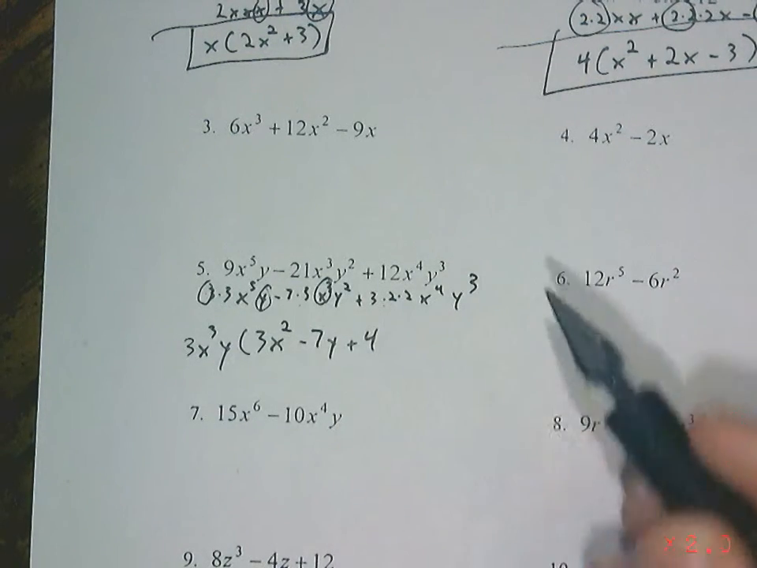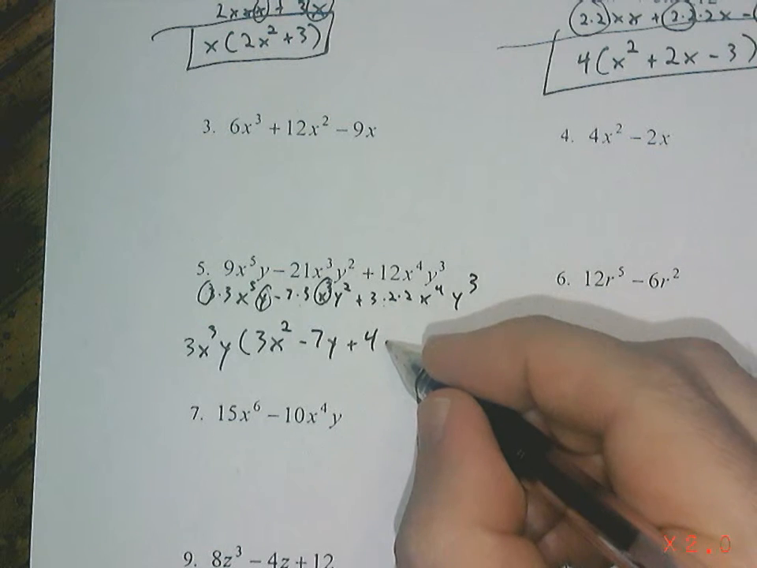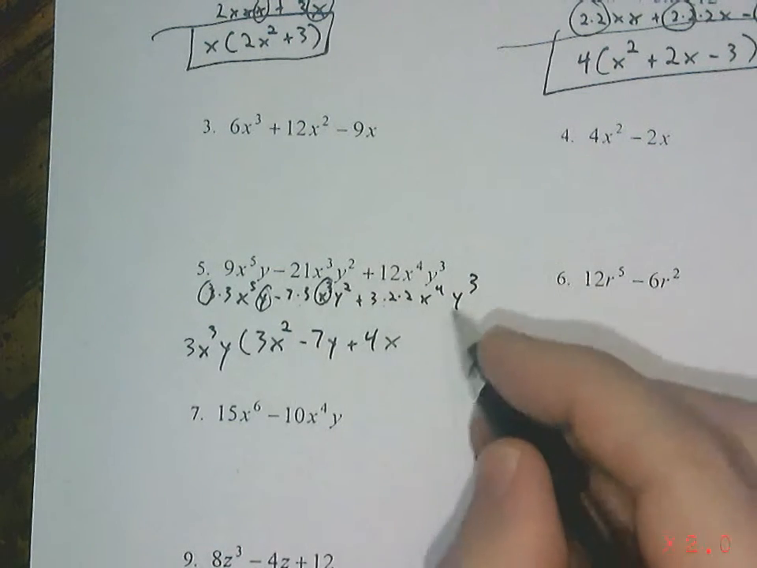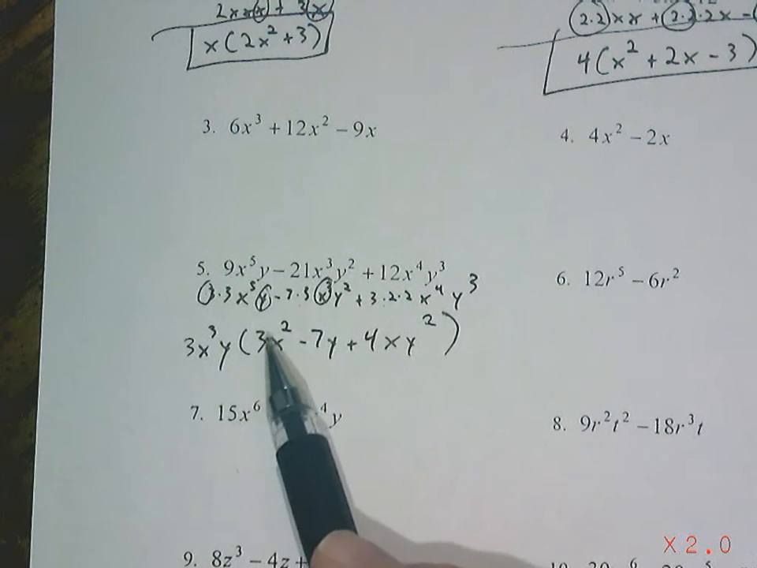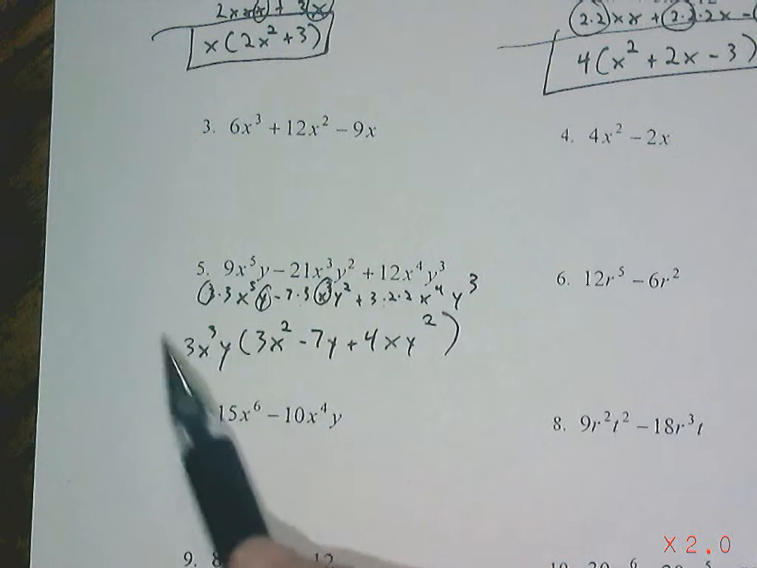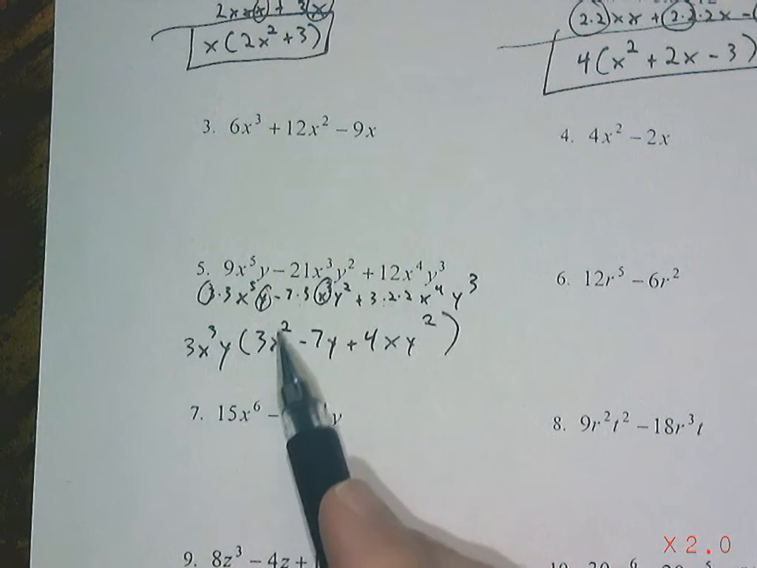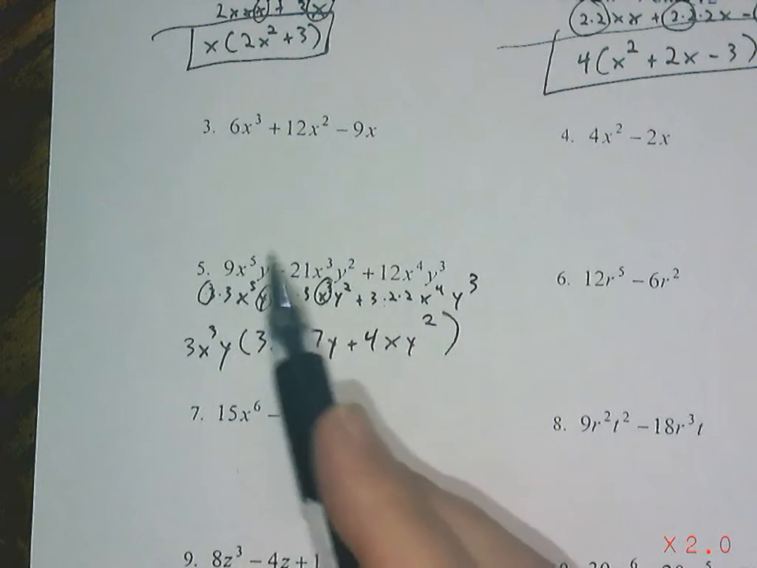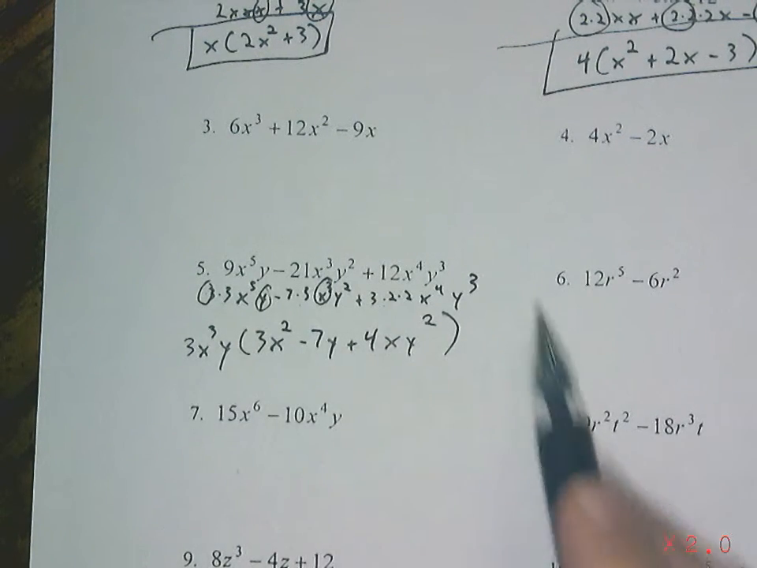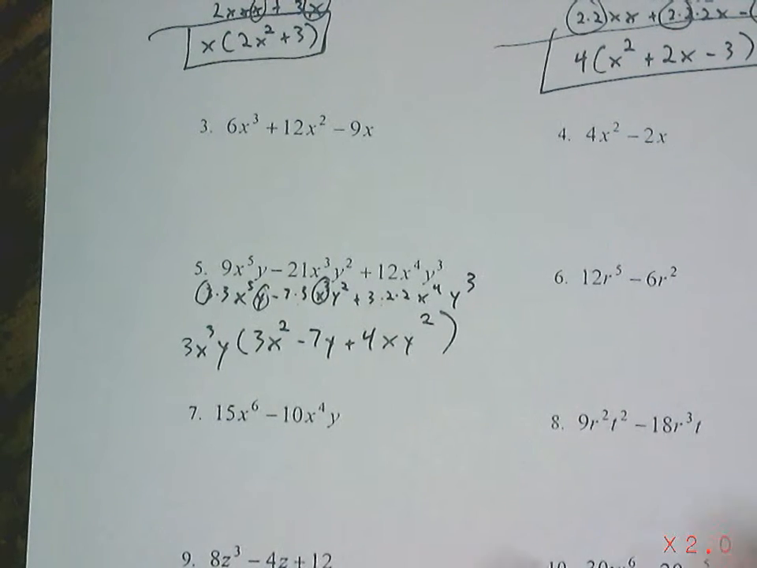Pulled out the 3 x's, so there's 1x left, and then I pulled out 1y, leaving y squared. And that is my factored form. If I go back through and multiply through, 3x squared times this is going to give me 3x to the 5th y. Or 9x to the 5th y, which is what I got here. And I'm going to get that as I go through and multiply each of these.